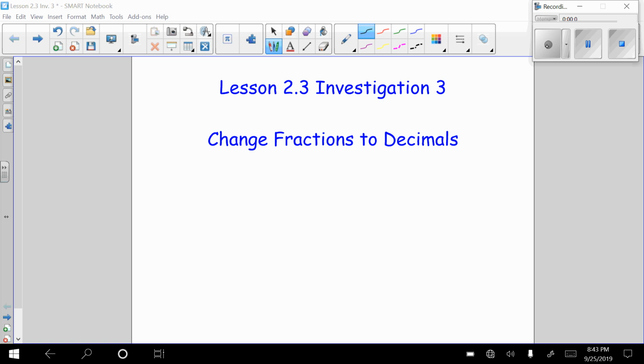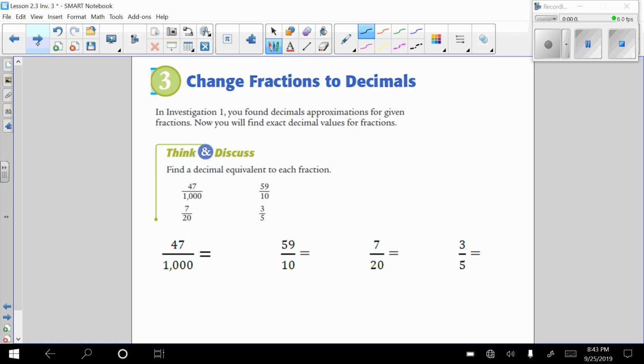About changing fractions to decimals. When you change a fraction to a decimal, you are using division. So in order to change the following fractions, we could use our calculator to help us. We could put 47 divided by 1,000 into our calculator and find that it equals 0.047 or 47 thousandths. 59 over 10 put into our calculator is 5 9/10.